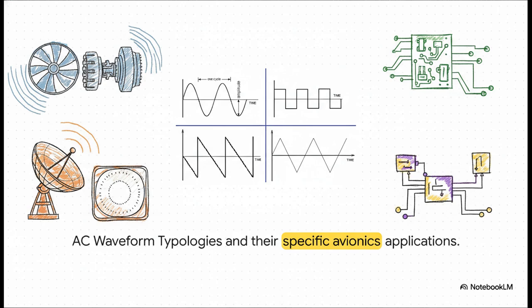Sine waves are the natural output of generator rotation. Square waves are fundamental to digital logic, forming the basis for data bus communications like the ARINC 429 standard. Sawtooth waves were historically essential for CRT sweeps in legacy radar systems, and triangular waves are used for specific analog-to-digital sampling and conversion.